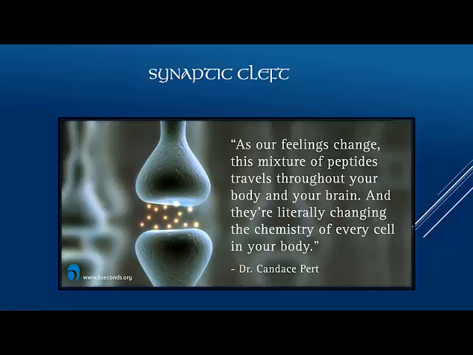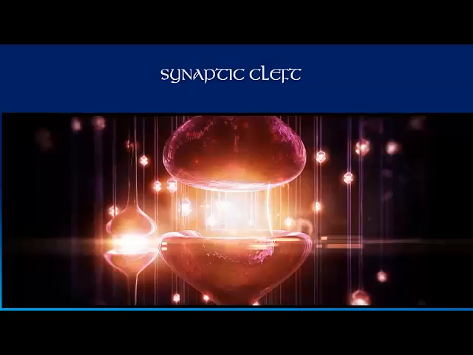This is our neurotransmitter traveling from neuron to neuron through the synaptic cleft. And as our feelings change, this mixture of peptides travels through your body and your brain, and they're literally changing the chemistry of every cell of the body. And we see here a beautiful picture of two neurons, and these neurotransmitters traveling through that little space between the neurons called the synaptic cleft.